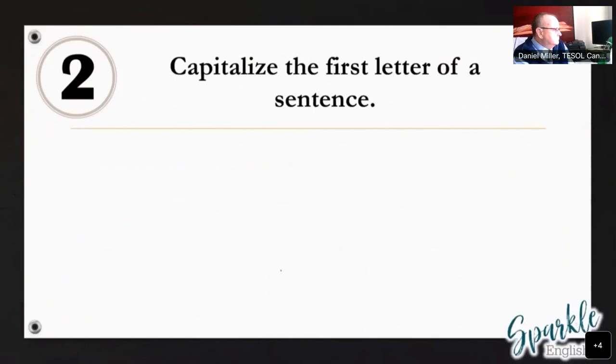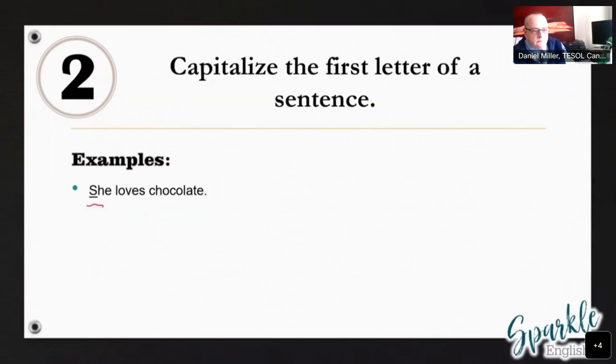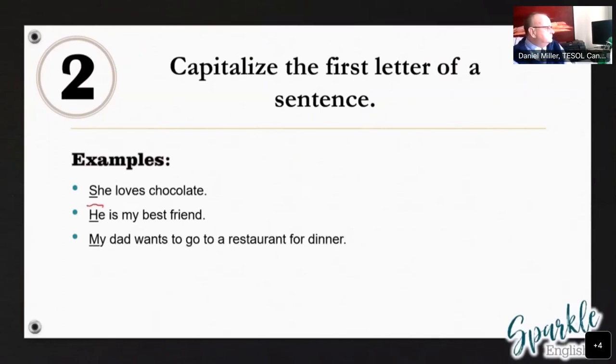Rule number two, capitalize the first letter of a sentence. Examples, she loves chocolate. So you can see we have to capitalize she. He is my best friend. My dad wants to go to a restaurant for dinner. We have a meeting in 2 hours. So always capitalize the first letter of a sentence.